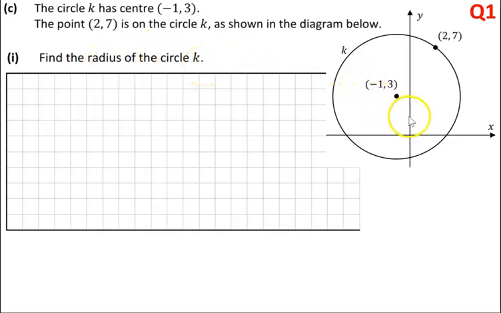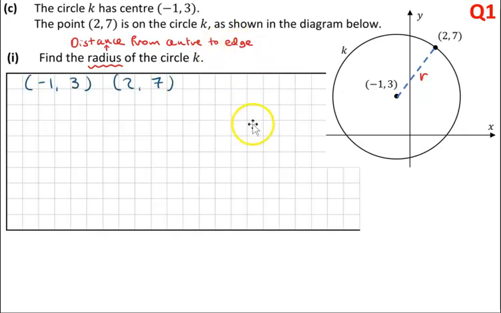So the radius of a circle is the distance from the center to the edge. So if we draw in a dotted line here and find the distance between those 2 points, we will find the length of the radius. So the radius is the distance from the center to the edge. So here's our 2 points, minus 1, 3 and 2, 7.